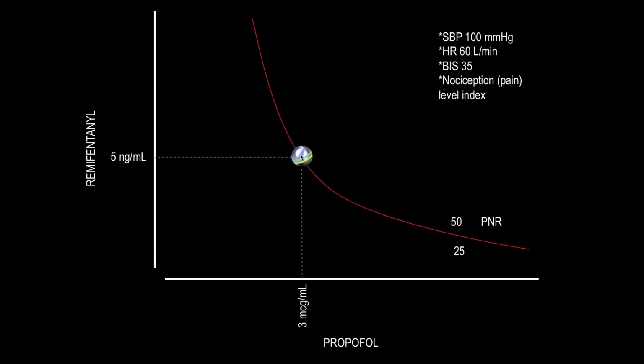Returning to the clinical case, if we consider that the patient is at a suitable point regarding the probability of non-response as reflected by heart rate, blood pressure, and nociception index, but the bispectral index went from 45 to 35, indicating that we should lower the concentration of propofol. But what happens if we lower the concentration of propofol?